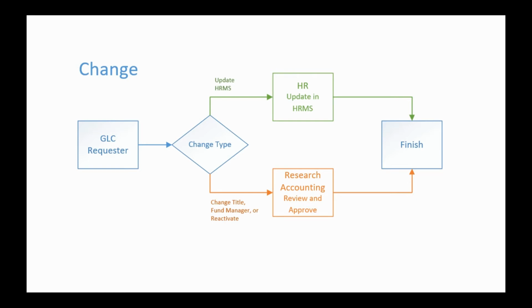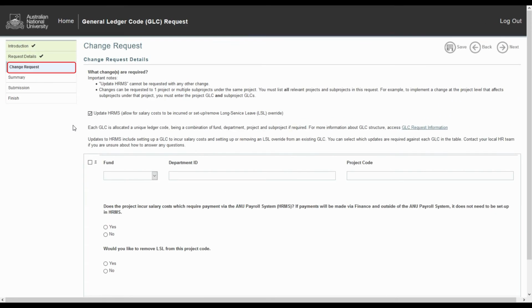A request to update HRMS will be sent to HR Systems to action, and all other requests will be sent to Research Accounting to review and approve. HRMS changes can include setting up a GLC to incur salary costs and setting up or removing a long service leave override from an existing GLC.